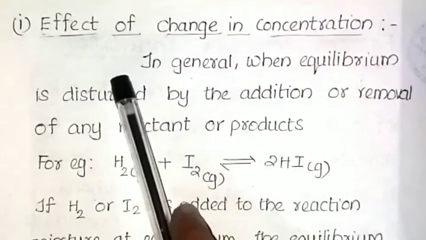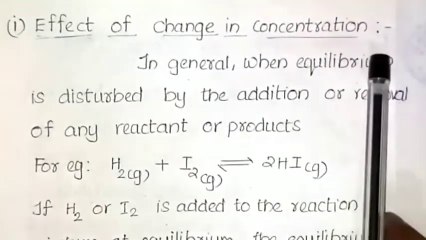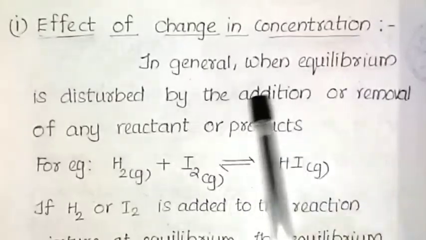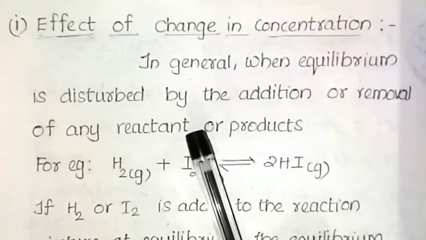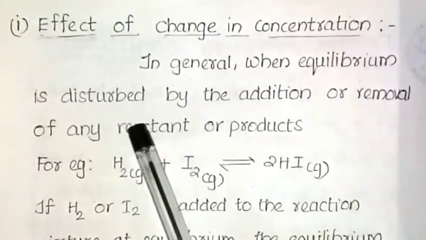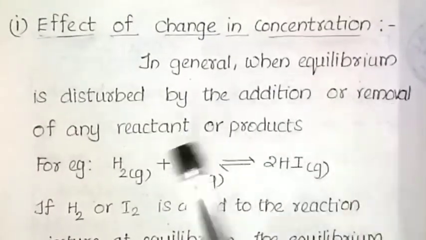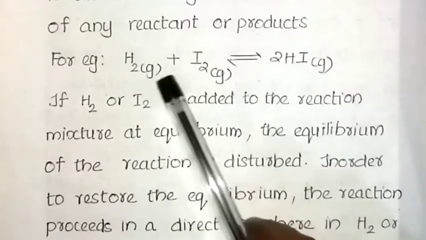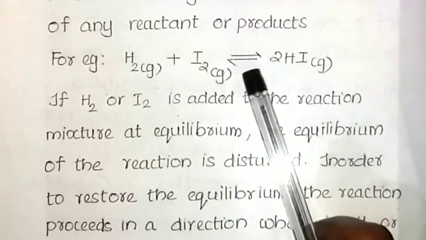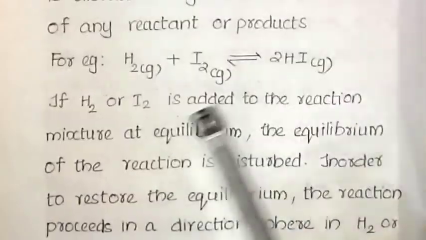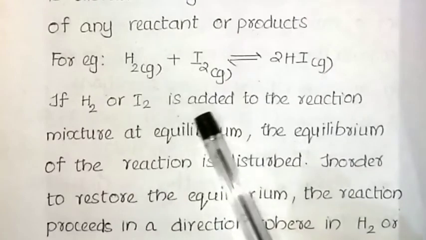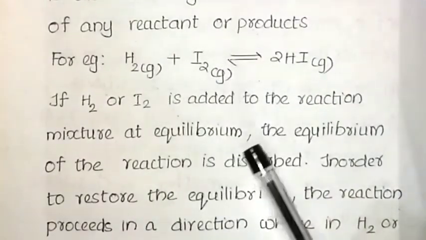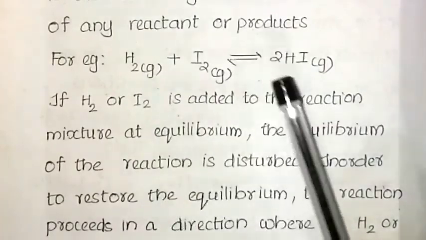First, we will discuss the effect of change in concentration. The change in concentration, how it will affect the equilibrium condition of a system. In general, when equilibrium is disturbed by the addition or removal of any reactant or products. For example, hydrogen gas plus iodine gas reversibly gives 2HI gas. If hydrogen or iodine is added to the reaction mixture at equilibrium, then the equilibrium of the reaction is disturbed.